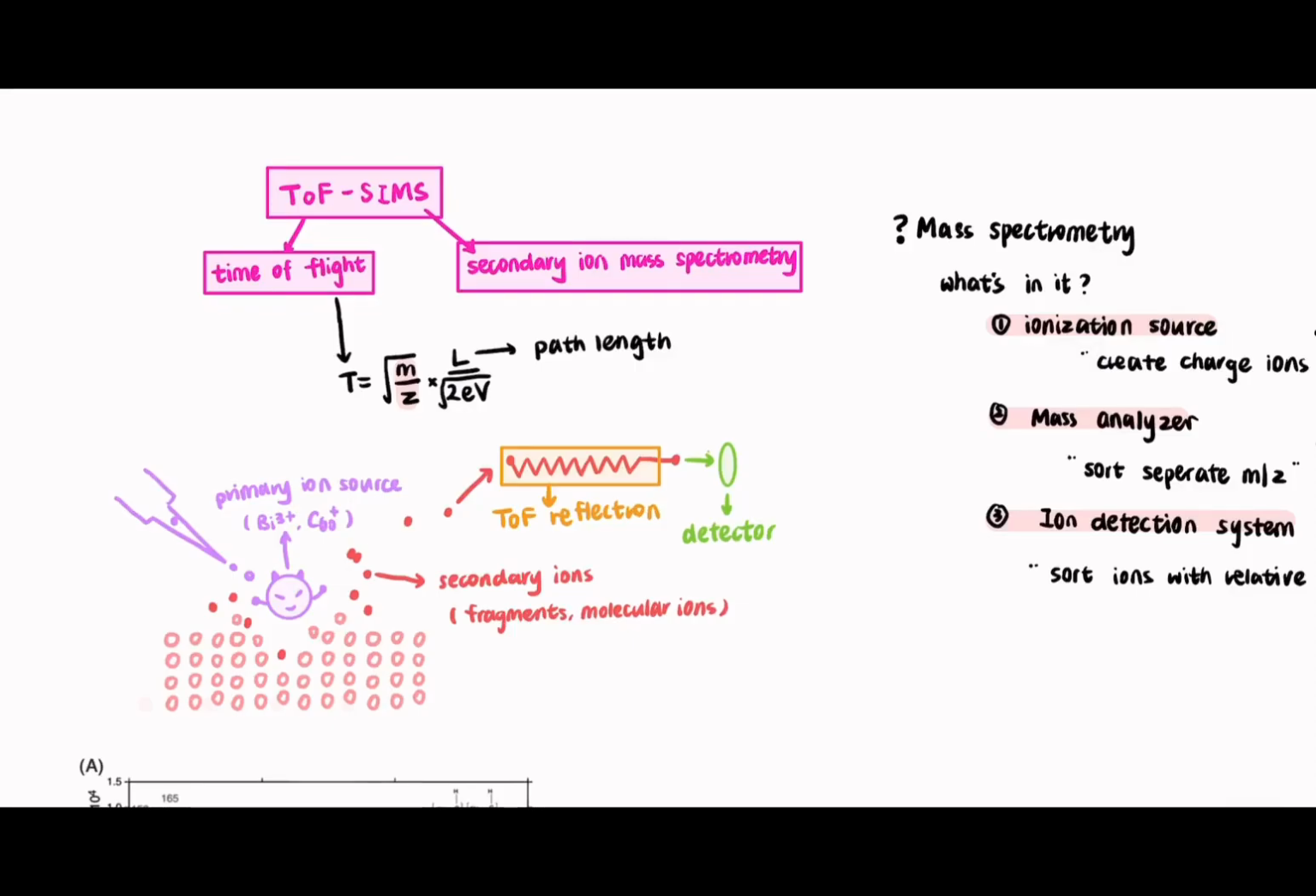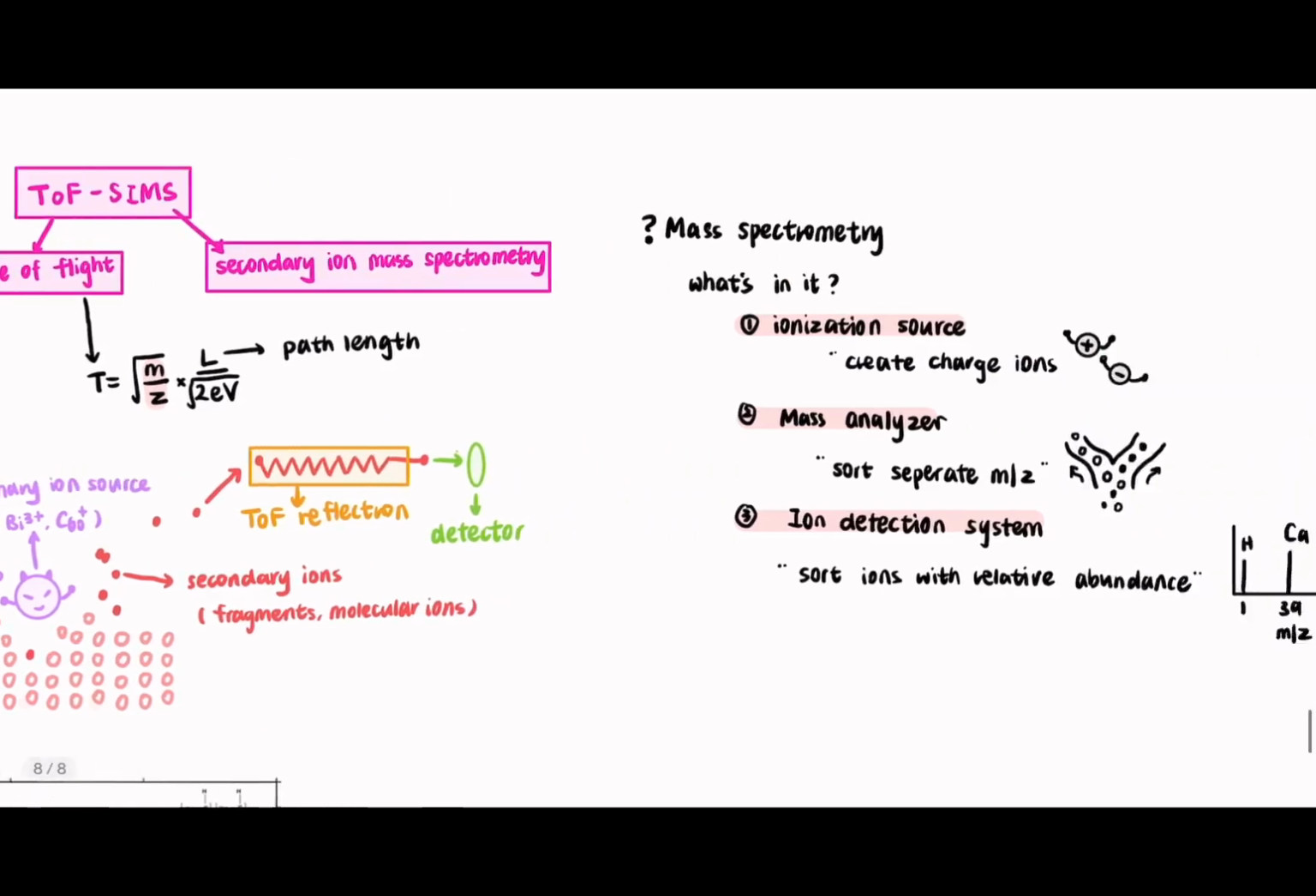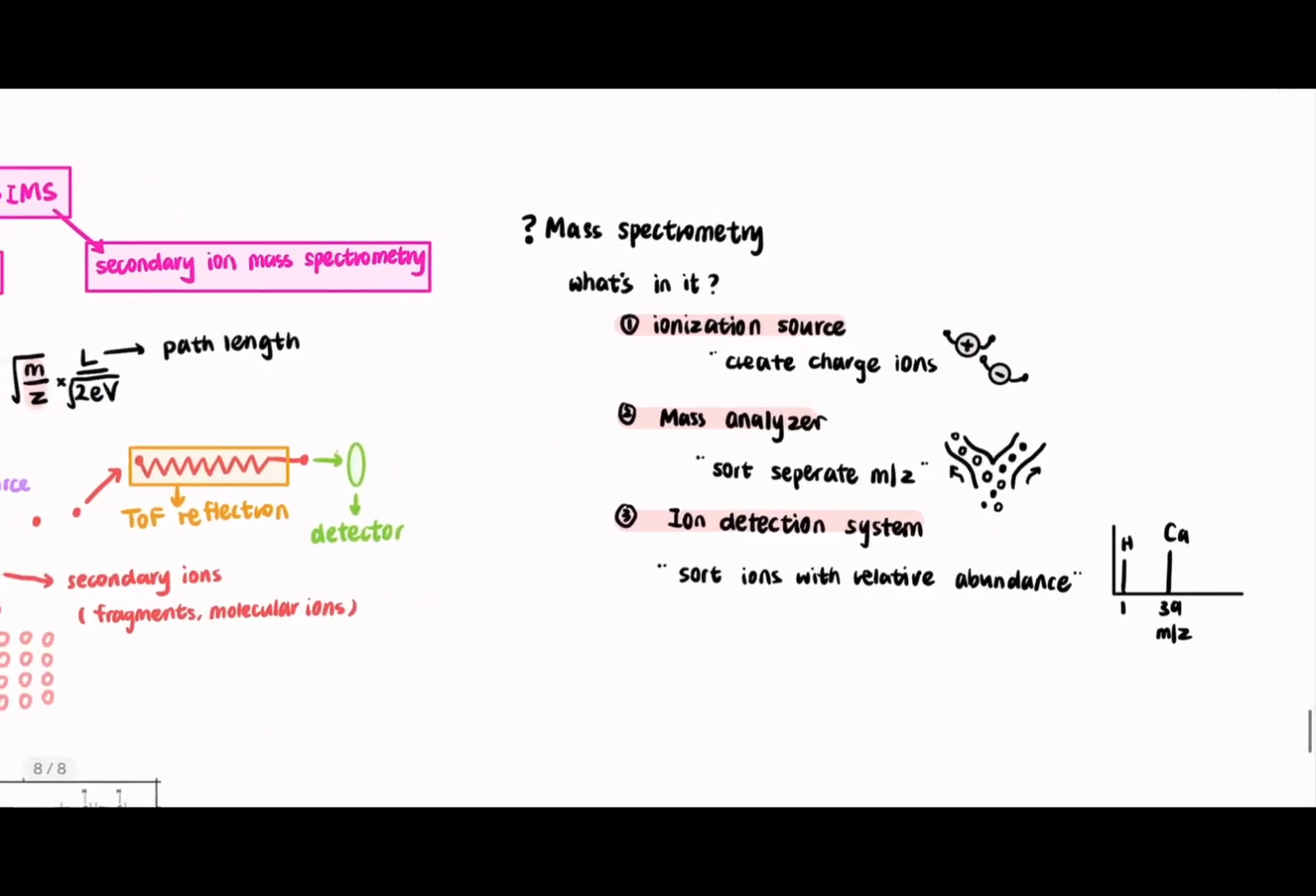Hi everyone, today I want to introduce a powerful technique known as time-of-flight secondary ion mass spectrometry, or ToF-SIMS in short. Before I get deep into ToF-SIMS, I want to first introduce you to mass spectrometry. Mass spectrometry is simply a tool to identify and characterize chemical compounds based on their mass-to-charge ratio.